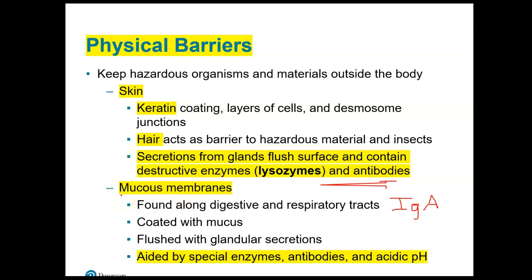In addition, there are mucous membranes, and you find mucous membranes in your nasal cavity, the anus, and respiratory tracts. These mucous membranes also contain specialized enzymes and antibodies, and they have an acidic pH that will help to slow or kill off some of the bacteria or harmful substances, harmful pathogens.